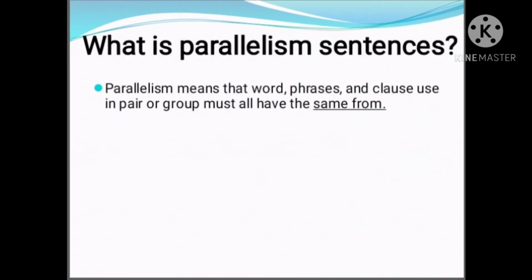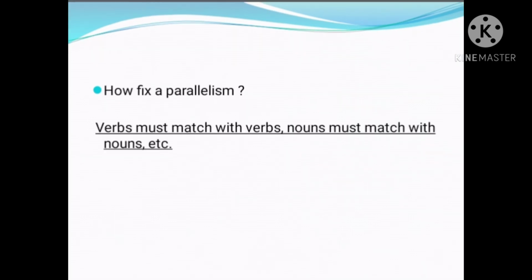Okay, I will continue the explanation. What is parallelism in sentences? Parallelism means that words, phrases, and clauses in a pair or group must all have the same form. How to fix parallelism? Verbs must match with verbs, nouns must match with nouns, etc.